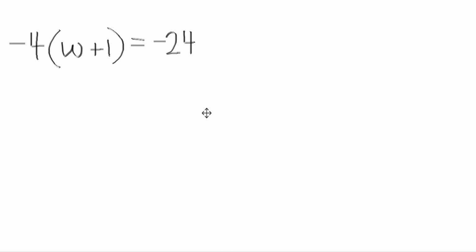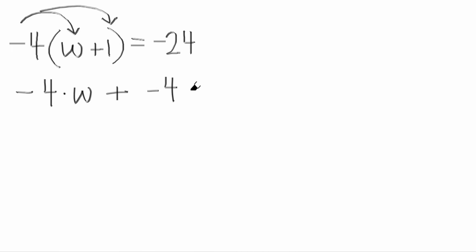solve a two-step equation. So we need to distribute this -4 to each term in the algebraic expression. So we're going to distribute the -4 to the W and to the 1. Okay. So remember, distributive property, you multiply the number in front of the parentheses by each term in the algebraic expression that's in the parentheses. So -4 gets multiplied by W, and -4 gets multiplied by 1.